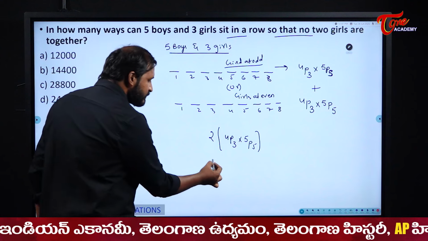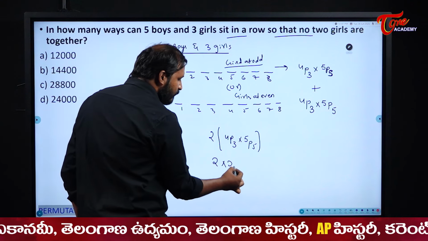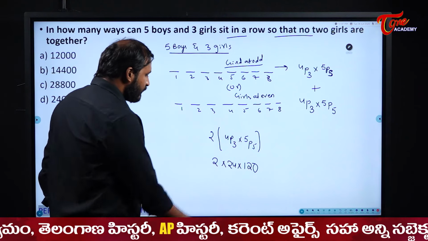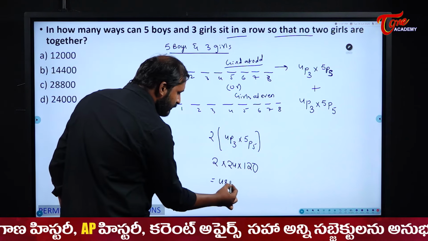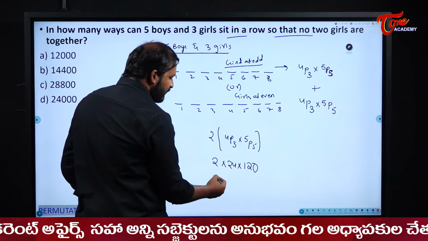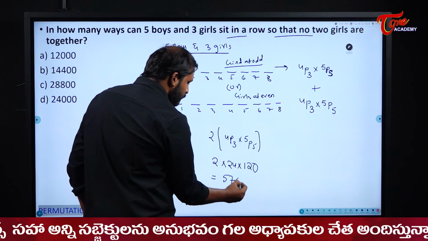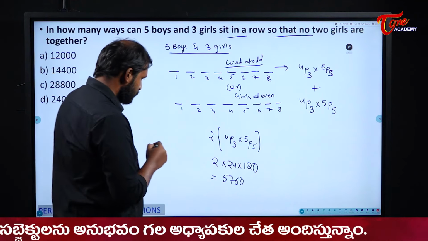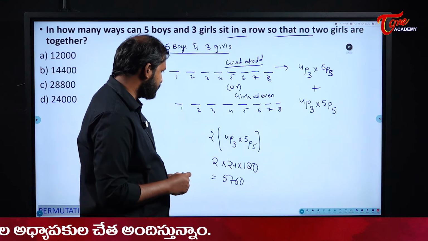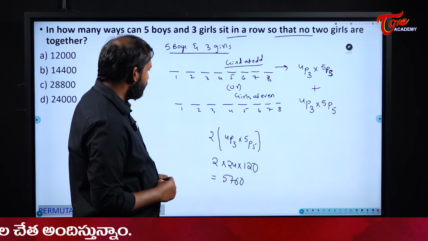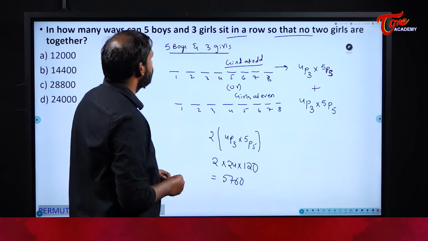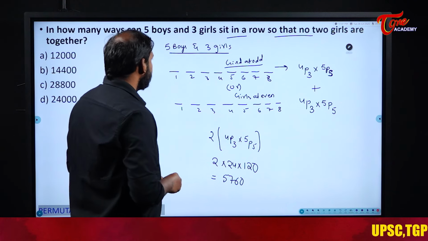4p3 is what, students? 4 factorial, that is 24. 5p5 is what? 120. So 24 twos are 48. 48 into 120, or else you can take it as 24 into 24, it becomes 576 and 0, 5760. Right? 24 into 24, 576. So it will become 5760 ways. No 2 girls are sitting together.